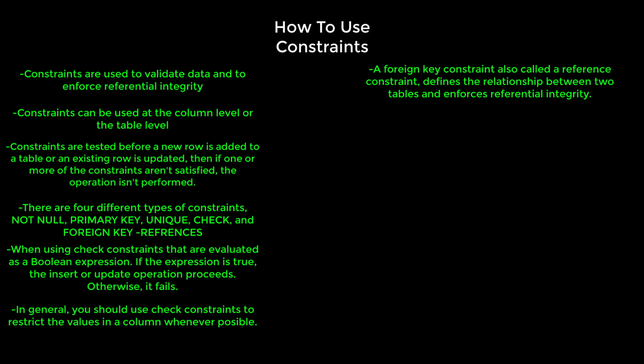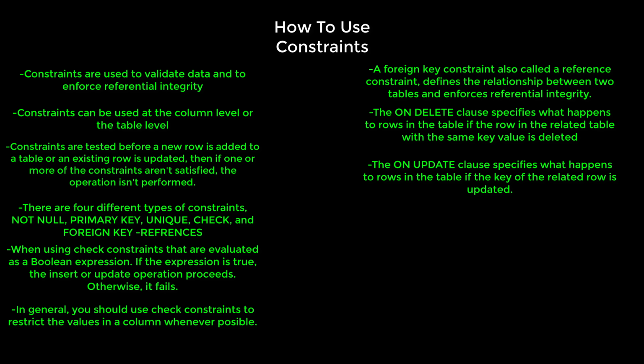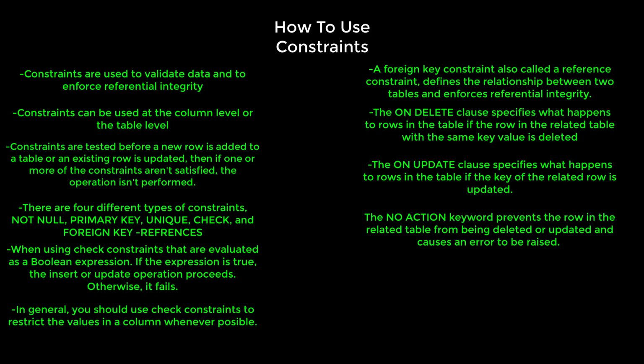A foreign key constraint is also called a reference constraint, which defines the relationship between two tables and enforces referential integrity. It typically refers to the primary key of the related table, but it can also refer to a unique key. The ON DELETE clause specifies what happens to rows in the table if the row in the related table with the same key value is deleted. The ON UPDATE clause specifies what happens to rows in the table if the key of the related row is updated. The NO ACTION keyword prevents the rows in the related table from being deleted or updated and causes an error to be raised. This is usually the preferred option when using constraints.